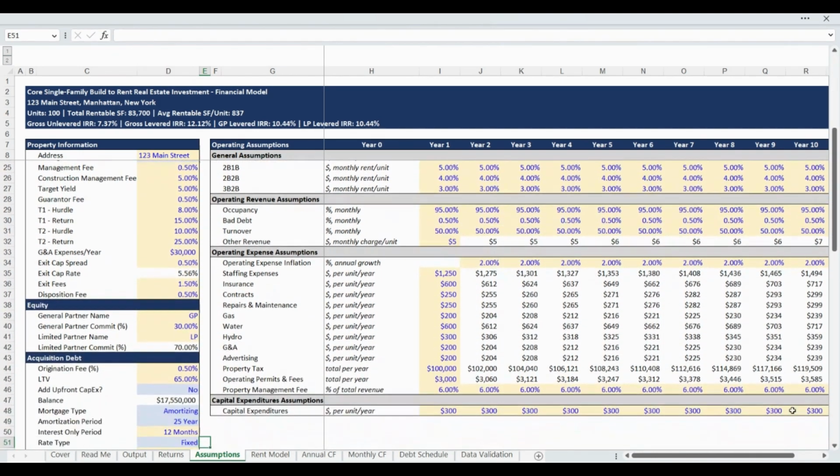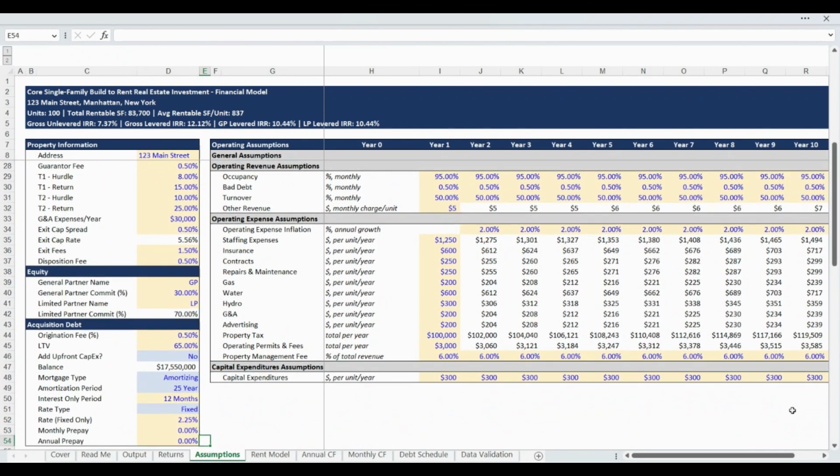Operating expense assumption inputs are available for typical real estate operating costs, such as staffing expenses, insurance, property tax, and utilities. Many of the expenses, such as staffing expenses, insurance, and contracts, are entered on a per unit per year basis. This means that an input of $600 for insurance can be interpreted as insurance cost of $600 per year per unit. If your property being analyzed is 100 units, the total insurance expense will be $60,000 per year.